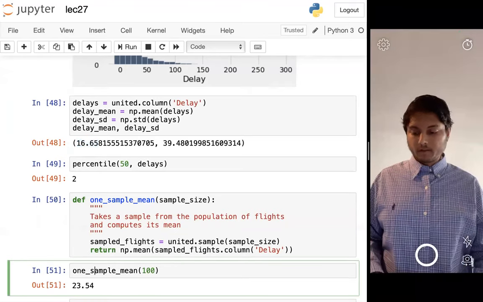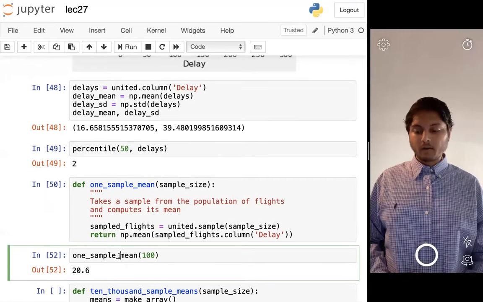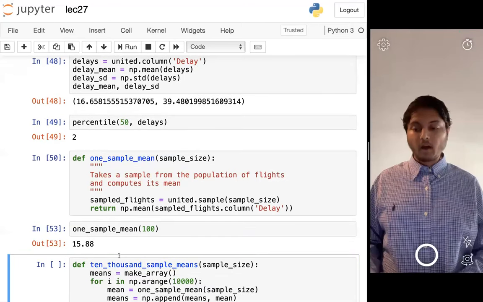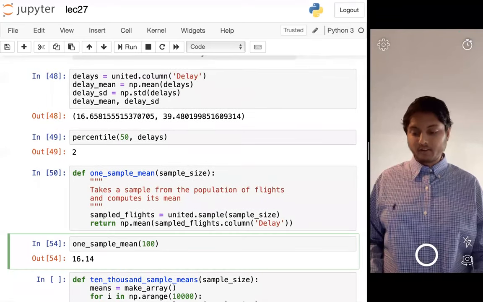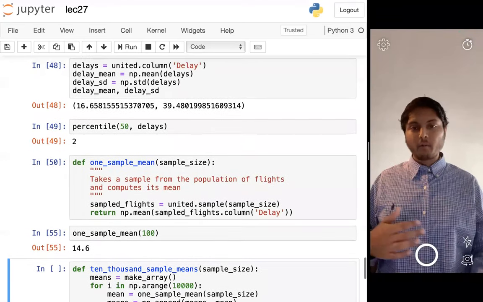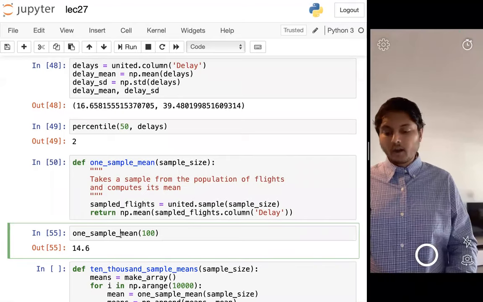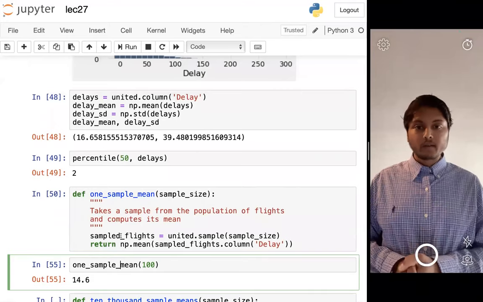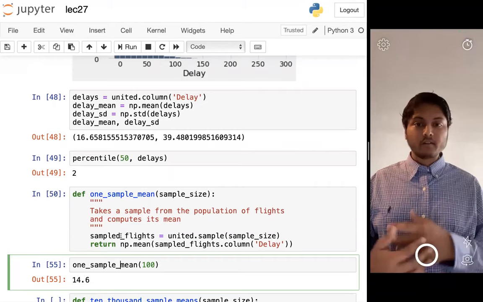If I run this again, let's take another sample. Now we happen to get an average delay of 20.6 minutes. Run it again. Now we got something that's pretty close. So by chance, we got something that's very close. Run it again. Now it's even closer. Run it again. Now it went a little bit farther away. So you can see how it jumps around. And so the idea is I want to understand the variability of this estimate, because every time I take 100 flights, I'm going to have a slightly different estimate.